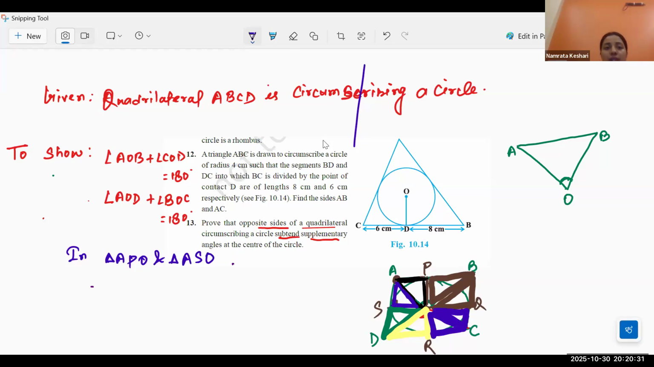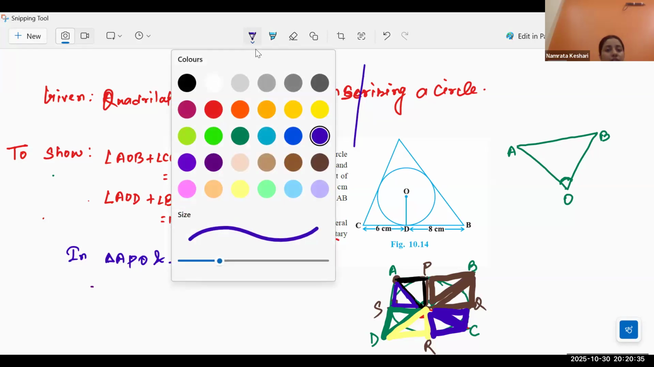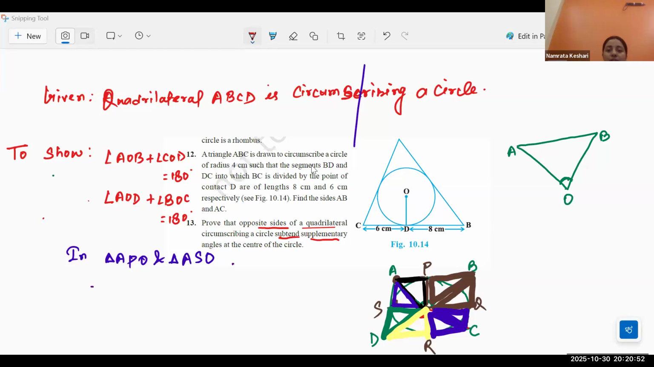Easily you will be able to prove that this set of triangles are congruent with each other. The moment you prove these are congruent, you don't have to prove all of them congruent. Only one you will be proving congruent, and you will say similarly all will be congruent with each other. Now let me draw the actual figure, and how it is going to help us.